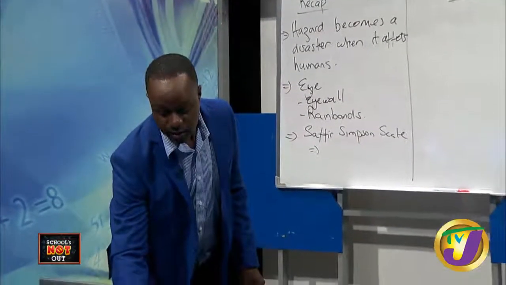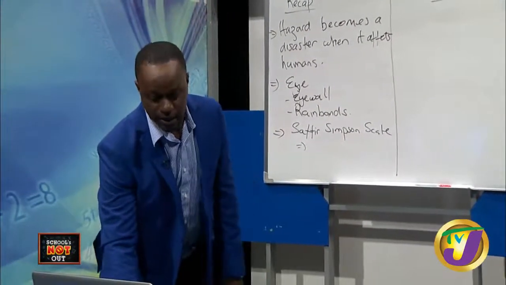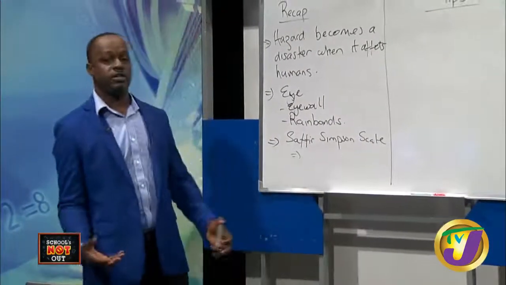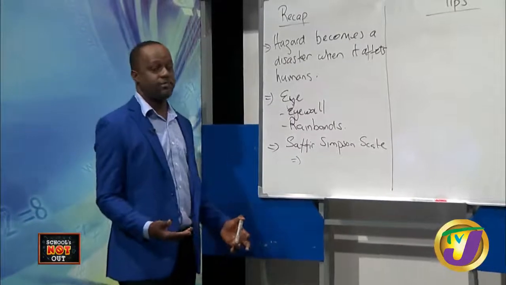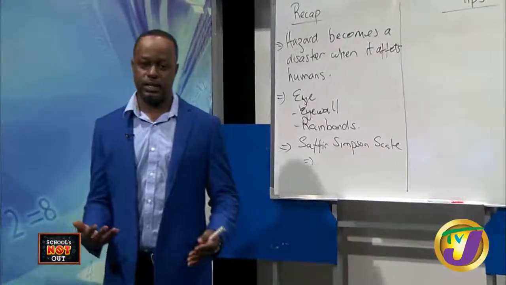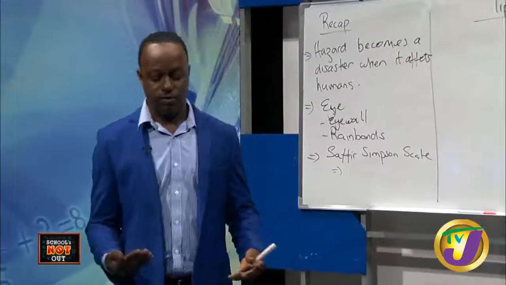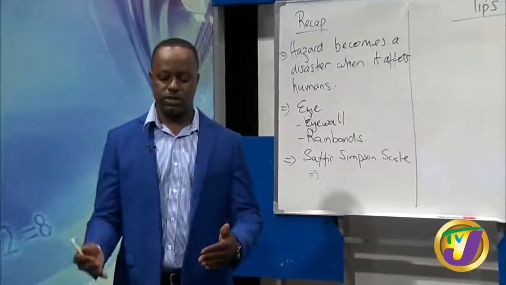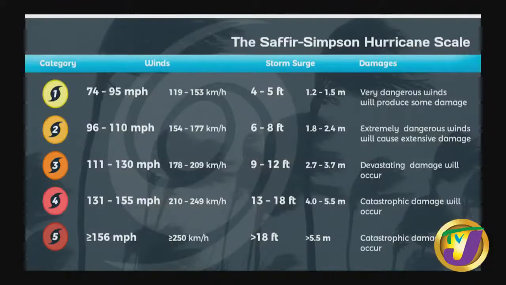Those are the categories, of course, category 1 is the weakest, and these go from category 1 to category 5. Now for a category 1 system, we have winds of roughly 119 to 153 kilometers per hour. Storm surge roughly 1.5 meters. And we can see the damage assessment: very dangerous winds, and will produce some amount of damage.